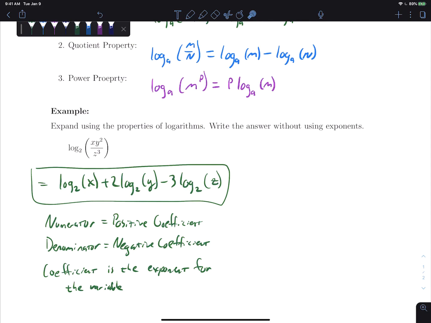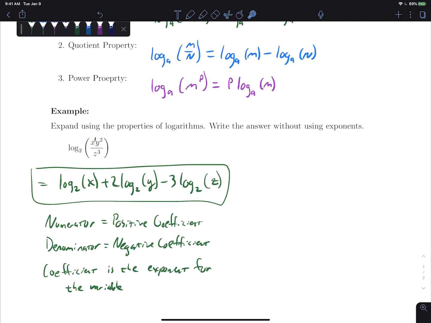The question is what about the coefficient? Notice that the x and y are in the numerator, so they're both positive coefficients out front. The z is in the denominator, so it gets a negative coefficient. Now looking at the exponents, notice that the x has an exponent of 1, so technically there is a 1 times log base 2 of x there. The exponent on the y is a 2, so that's a 2 log base 2 of y. And the exponent on the z is a 3, so that's a minus 3 log base 2 of z.